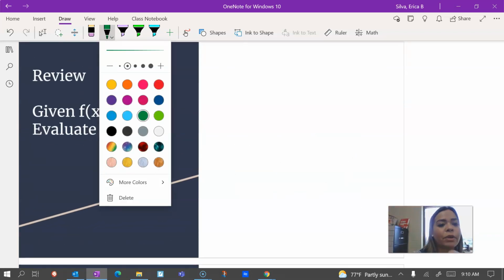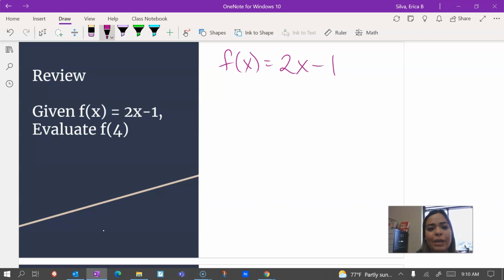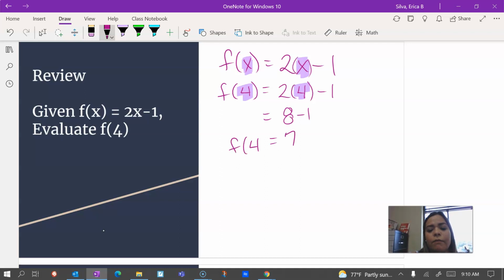All right, so let's go ahead and review evaluating. When we have f of x is equal to 2x minus 1, if we're evaluating, that means that whatever is in the parentheses where x is, that's what we're going to plug into the rest of the equation. So instead of x, we will plug in 4. So 2 times 4 is 8. 8 minus 1 is 7. So f of 4 is equal to 7. We plug in 4 and we get an output of 7.